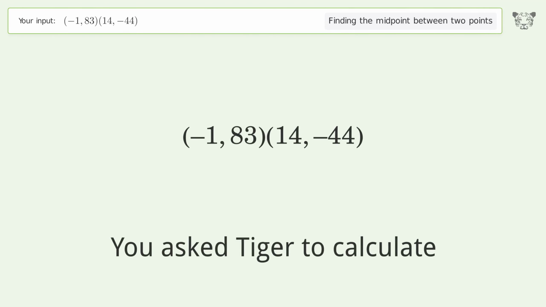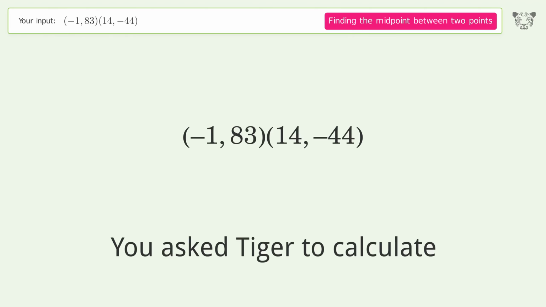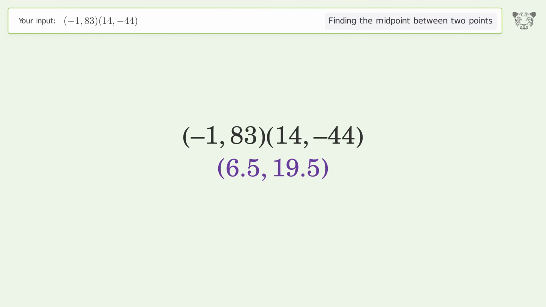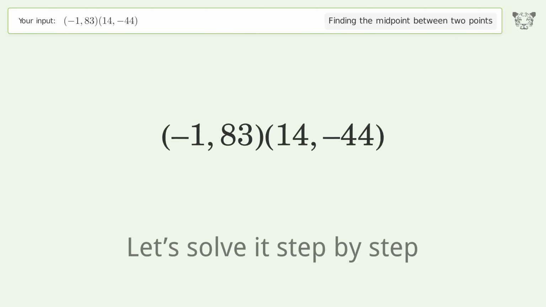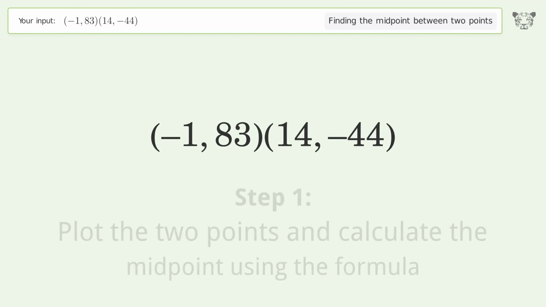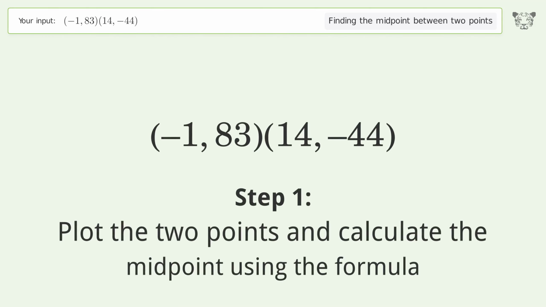You ask Tiger to calculate. This deals with finding the midpoint between 2 points. The midpoint between the 2 points is 6.5, 19.5. Let's solve it step by step. Plot the 2 points and calculate the midpoint using the formula.